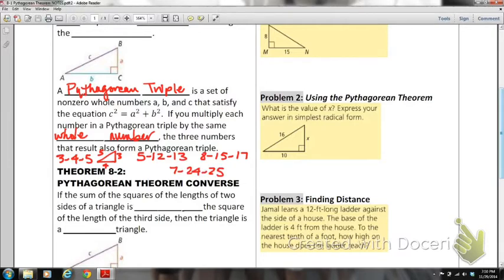So that just means that in a 5, 12, 13, the hypotenuse is 13 and the legs are 5 and 12. In the 8, 15, 17, the hypotenuse is 17 and the legs are 8 and 15. And then the 7, 24, 25, the hypotenuse is 25 and the legs are 7 and 24. So those are just 4 common Pythagorean triples that it would benefit you to memorize so that you can work ACT and SAT problems faster, for one thing. So let's go down and look at the converse of the Pythagorean theorem.